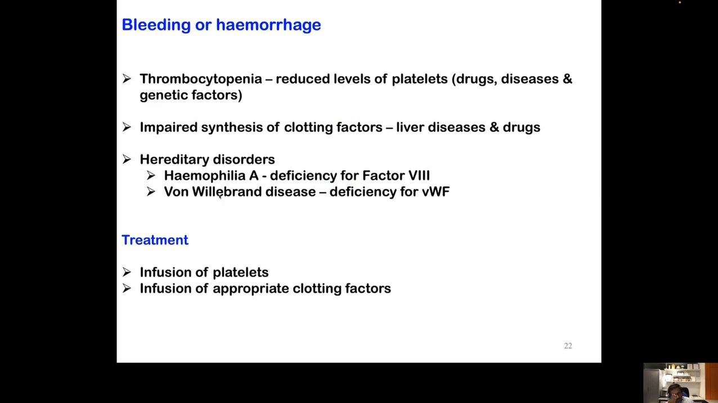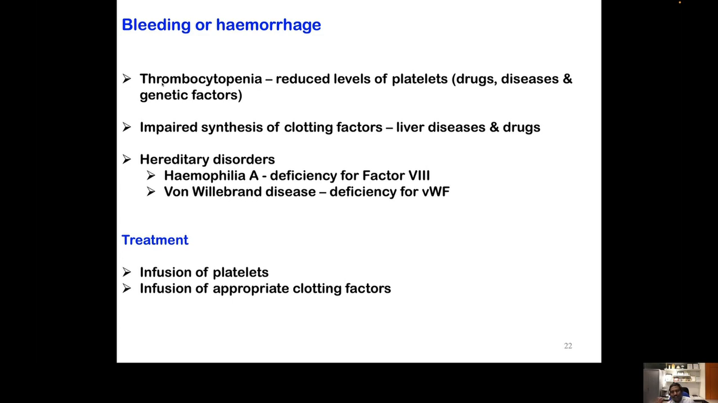So, okay, next, what are the pathological conditions associated with blood clotting? One is unnecessary or excessive clotting. The other one is obviously bleeding or hemorrhage. So how is hemorrhage or bleeding happening? Mainly this is happening because of thrombocytopenia. If somebody has a reduced amount of platelets, that's the condition called thrombocytopenia. We talked about this in the last lecture. Now they don't have enough platelets and therefore they cannot make a blood clot. It's a reduced level of platelets.